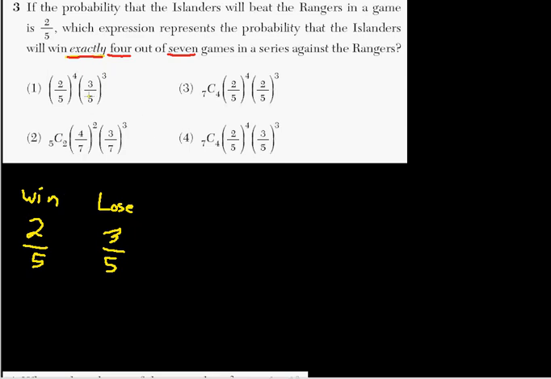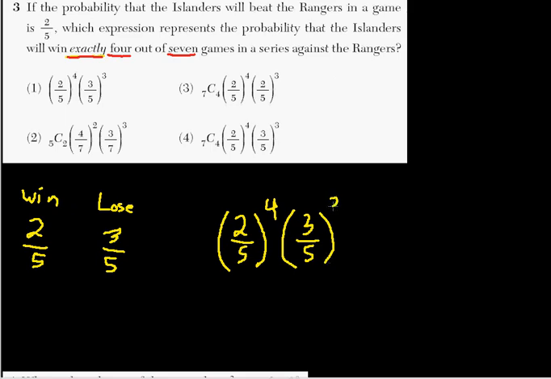So we want these guys to win 4 out of the 7 games, right? Well, if they're going to win 4 of them, that means there's 2 over 5 to the 4th power, because they can win them 4 different ways. And then it's a 7-game series, so that means the rest of them they're going to lose, and this is going to be to the 3rd power. So these represent the 4 games that they win. This represents the 3 games that they lose.